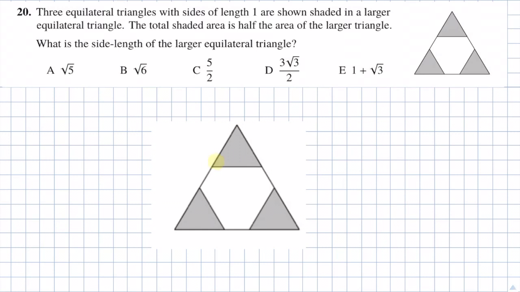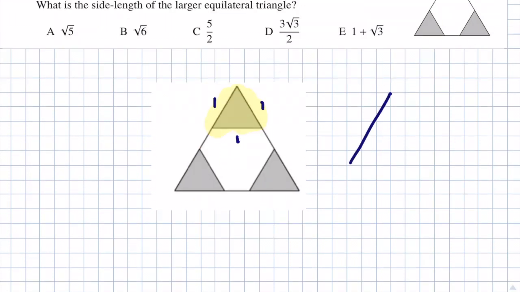Okay, so each of these smaller shaded triangles are equilateral triangles which have side lengths of 1. And we're told that the total area of those three triangles is half the area of the total triangle. So if we work out the area of one of these triangles, if I draw it, now this equilateral triangle can be split into two right angle triangles. So that's going to have a base of half, that's going to have a base of half, and these are going to have side lengths of 1.